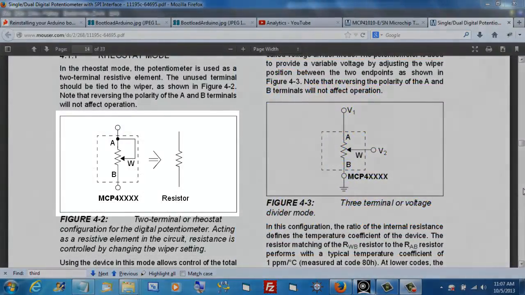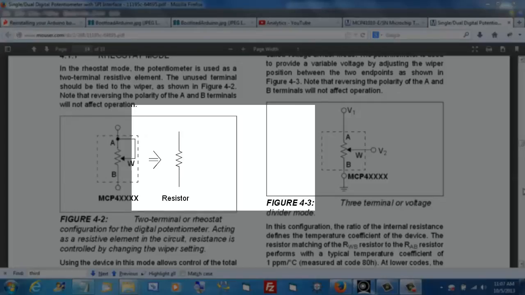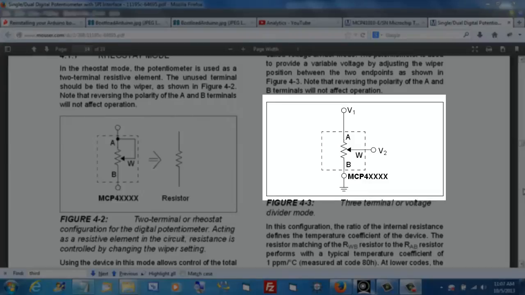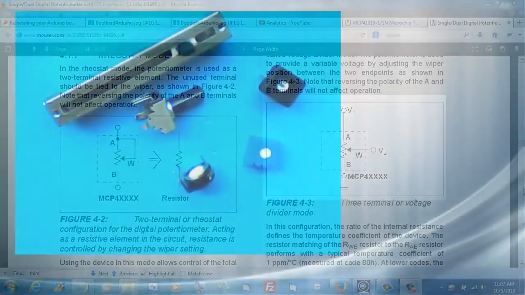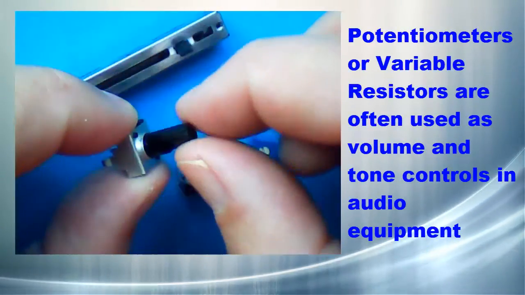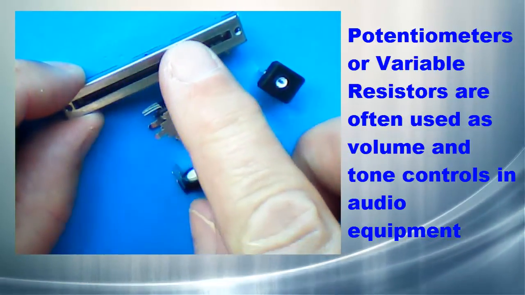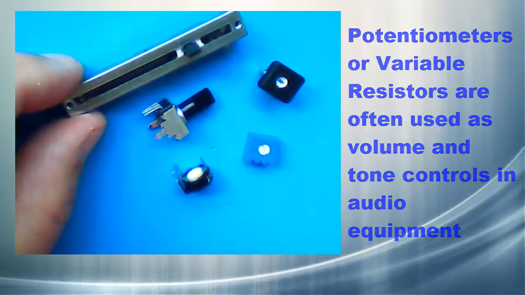A digital potentiometer can be configured two ways. It can be configured as a rheostat, as you see here, by tying the wiper to one of the pins, or it can be configured as a potentiometer, as you see here. A digital potentiometer is virtually the same as a physical potentiometer, with one significant difference. With a physical potentiometer, you need to turn a knob or slide a slider to change the resistance, and you have an infinite number of settings.